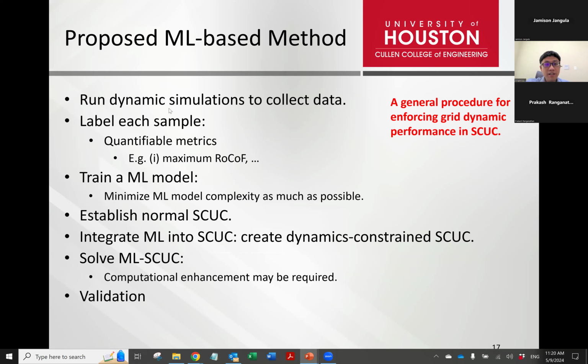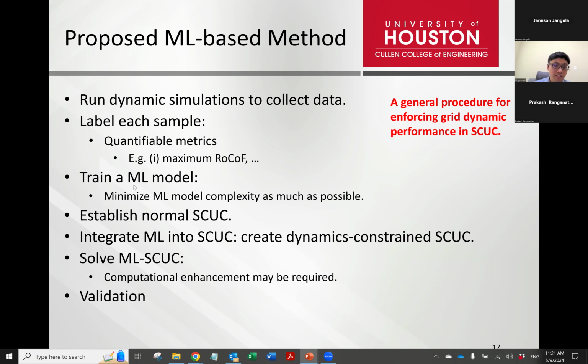First we run dynamic time domain simulation so that we can collect a lot of data samples. Then we'll need to label each sample. For instance, for each time domain simulation, we'll need to look at the maximum rate of change of frequency or the lowest nadir. Then with sufficient data samples, we'll be able to train a machine learning model. Then we'll integrate this machine learning model, which will serve as an approximate formula to represent the system frequency stability performance metrics.